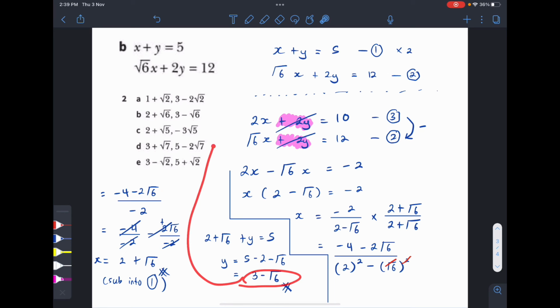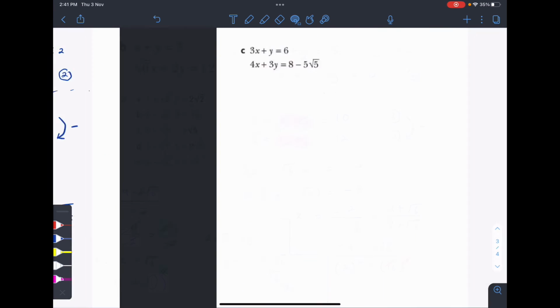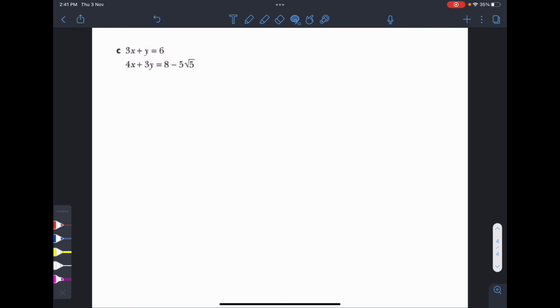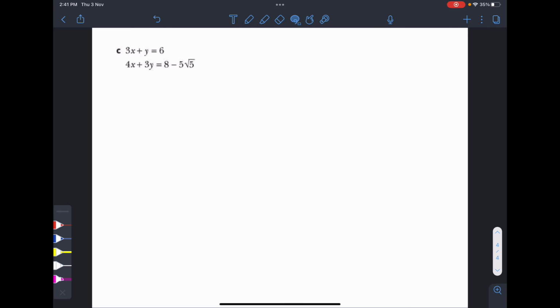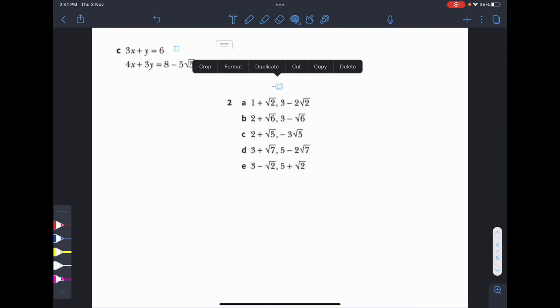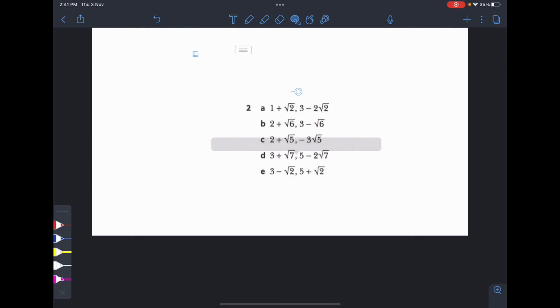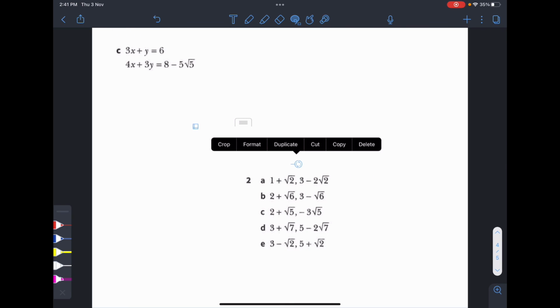So x is 3 minus root 6 and y is 3 minus root 6. So we got our final answer. So that is question 2B, right? Let's move on. So we're moving on to question 3 right now. I'm just trying to copy the answers. So I'm just going to paste it somewhere here.